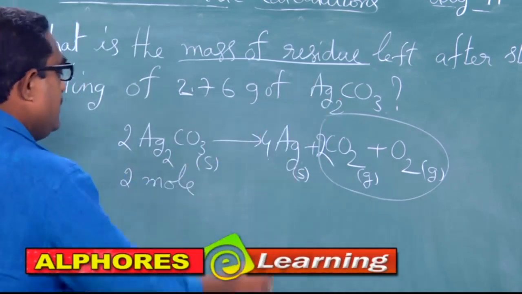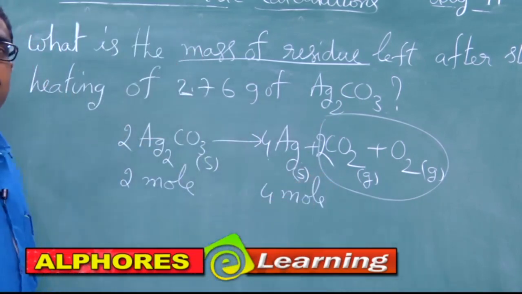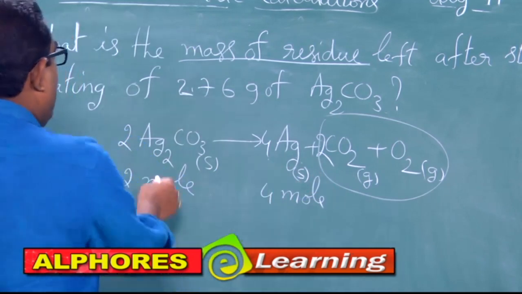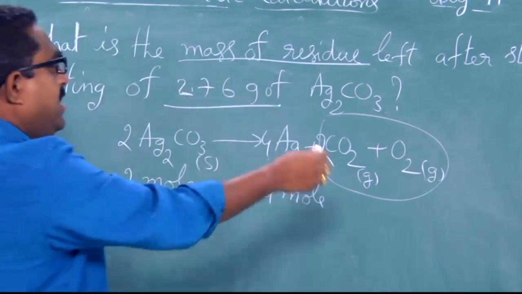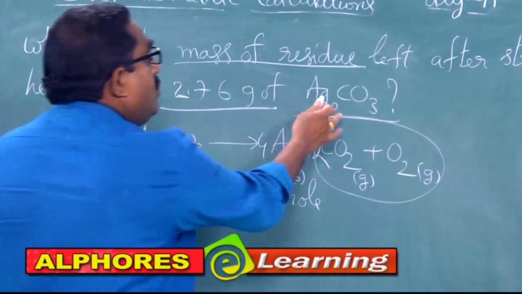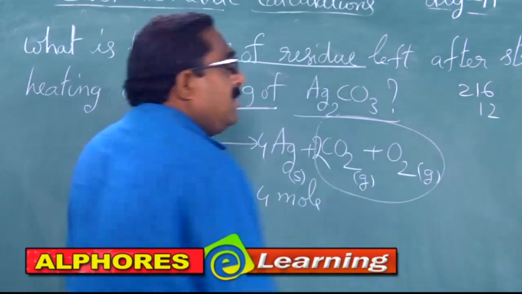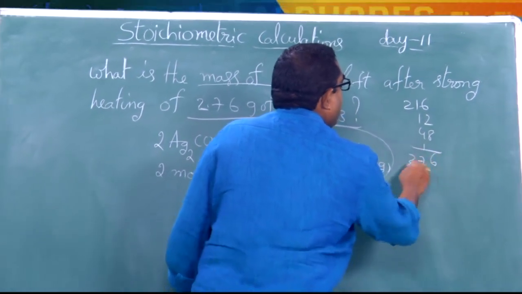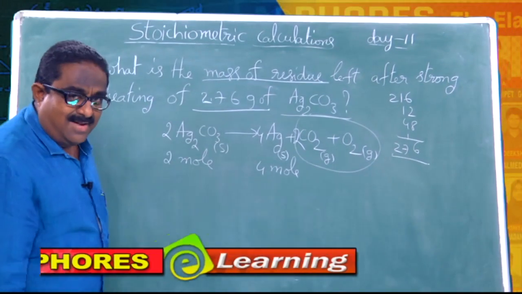Forget about that. Now, I can write 4 moles of silver. 2 moles of silver carbonate on decomposition gives 4 moles of silver. So, it has been given in the form of mass. Convert moles into mass. Let me calculate the molar mass of silver carbonate. Silver atomic weight 108, 2 into 108, so 216. Carbon 12 we know. Oxygen 3 into 16, so 48. That is 276 is the molar mass of silver carbonate.